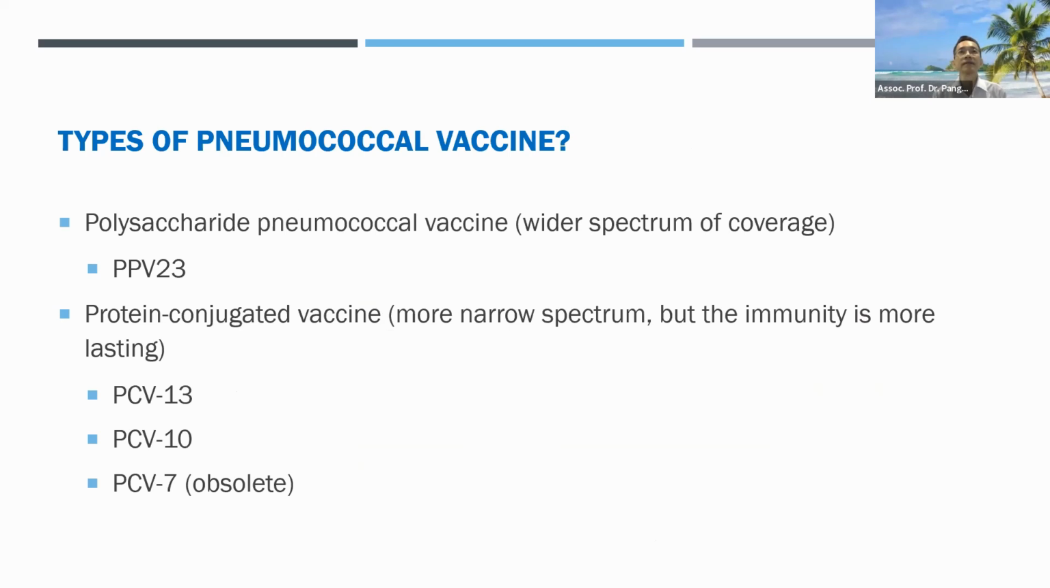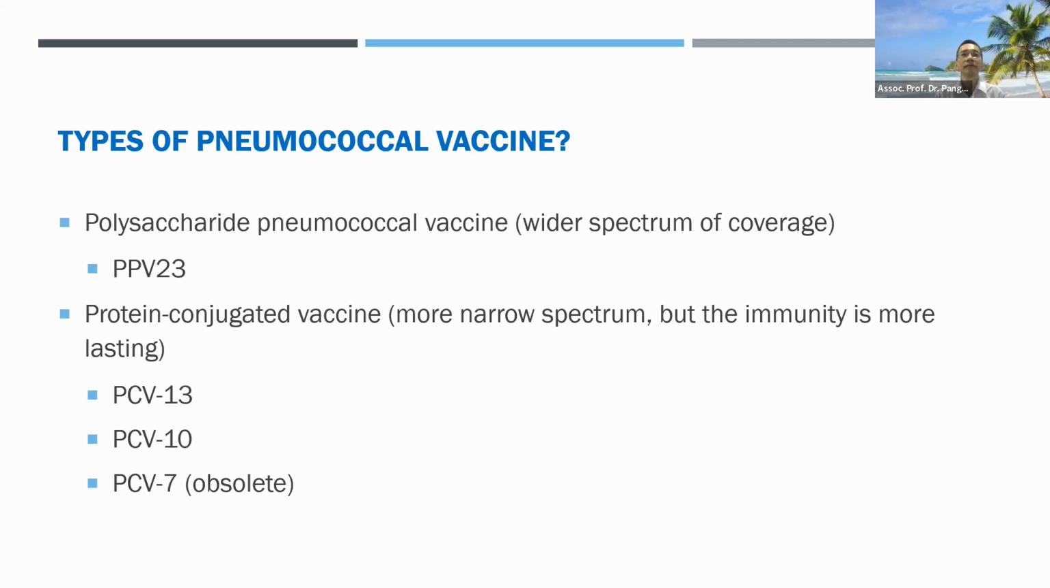So what are the types of pneumococcal vaccines available at the moment? We know that polysaccharide vaccine has been there since the 80s. This is known as PPV23, or is marketed under the brand of Pneumovax 23. Why 23? 23 means it is 23 valent, covering 23 serotypes. So this by far covers the widest spectrum of strep pneumonia serotypes.